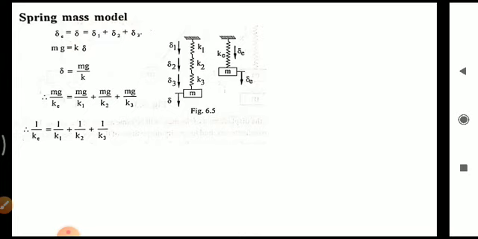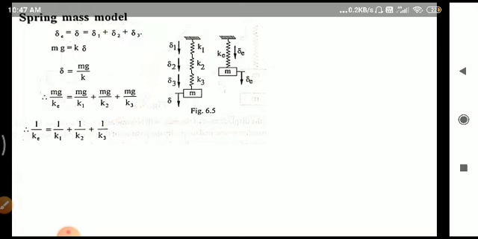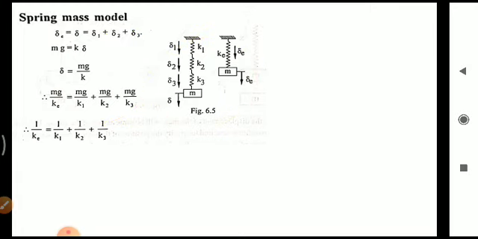So delta can be written as mg divided by k, delta 1 can be written as mg by k1, delta 2 as mg by k2, and delta 3 as mg by k3. So total delta is equal to mg by ke. We can equate these terms and cancel all the mg's, and we can write the equation for the equivalent stiffness: 1 by ke is equal to 1 by k1 plus 1 by k2 plus 1 by k3. So we have to study this equation. Sometimes they will ask for the derivation, so then you can use these steps. So this is the equation for springs connected in series.